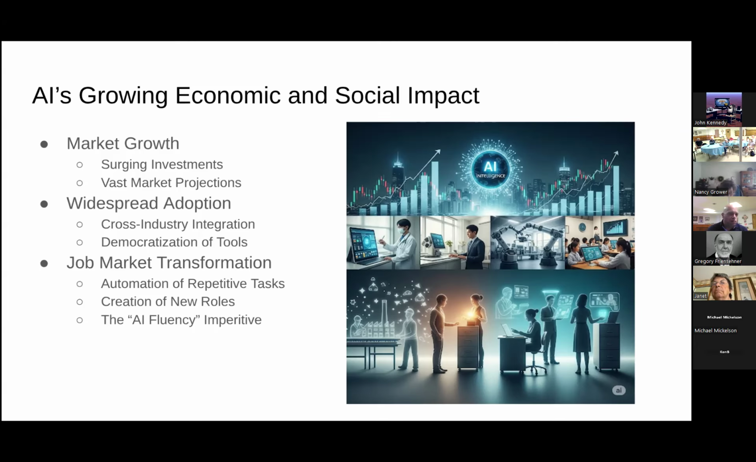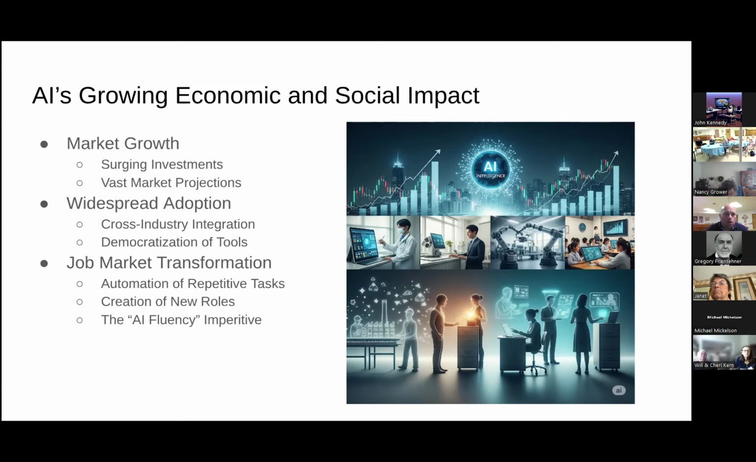There are vast market projections for future growth, and analysts predict the global AI market will continue to grow exponentially. That means reaching trillions of dollars in value within the next decade. I find that very easy to believe. This indicates a profound shift in economic activity.